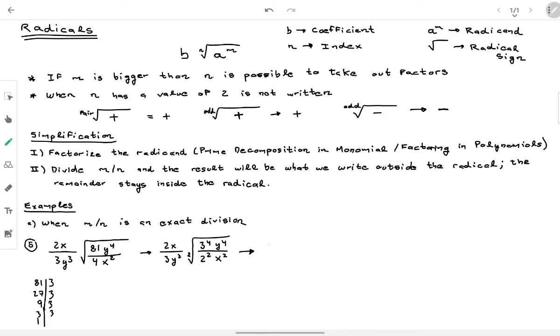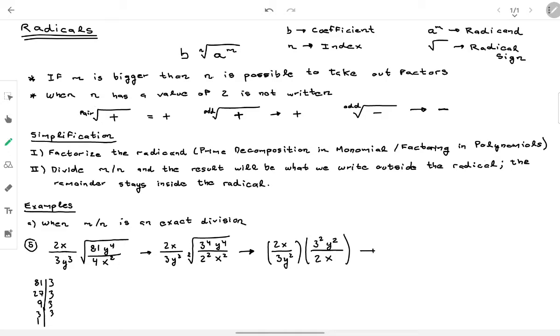What happens is that we have 2x divided by 3y squared. And let's see what we can get outside the radical. Remember, we need to divide the power with the index. So 4 divided by 2, it's 2. So it's going to be 3 squared, y squared, all of it divided by 2 and x, because 2 divided by 2, that is 1. 2 divided by 2, that is 1.